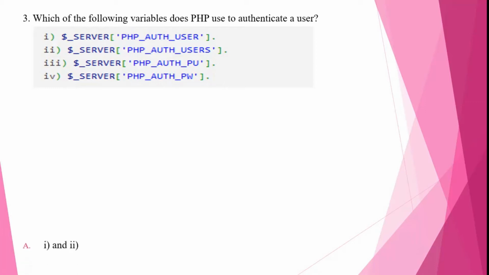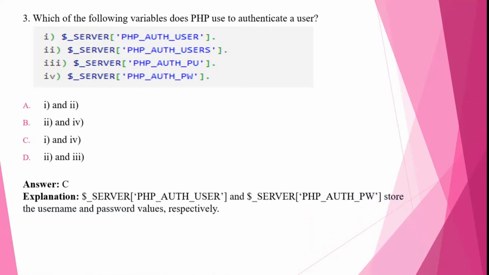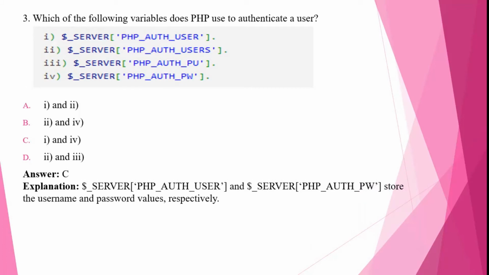So the combinations are first and second, second and last, first and last, and second and third. The right answer is C, the first and the last one, is the right authentication of a user. Because in the first there will be a user present, and in the next there will be a password present for authenticating the user in the server.